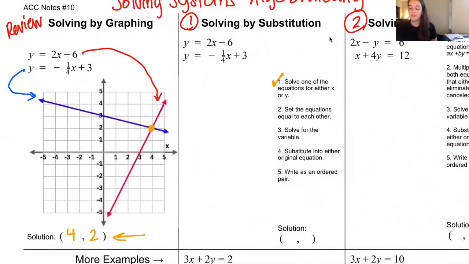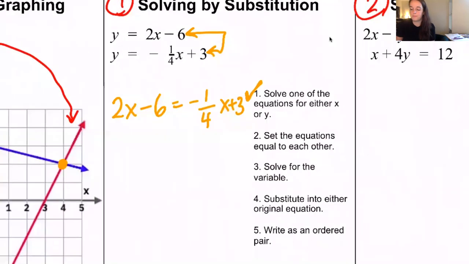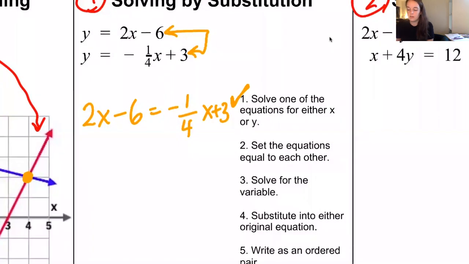And then my second step is to set the equations equal to each other. Since both of them are equal to y, that means that they must be equal to each other. So if both of these are equal to y, then these must be equal to each other. So I'm going to say, 2x minus 6 must be equal to negative 1/4 x plus 3. So I'm going to set them equal to each other.